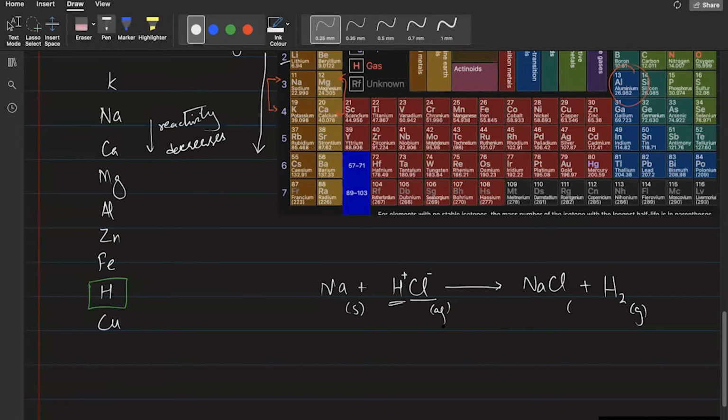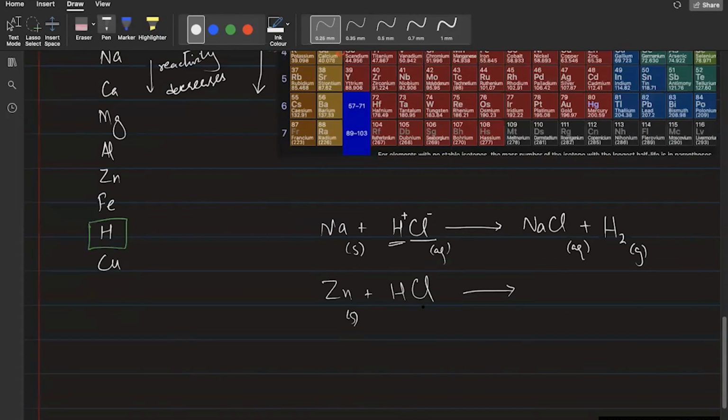So basically what happens is that sodium, because it's more reactive, can displace hydrogen ion, and that is why the reaction occurs. Now, if I had something that was not as reactive as sodium, but still more reactive than hydrogen, and put it there, the same thing will follow. Zinc can still replace hydrogen, but not as rapidly as sodium can. So zinc simply comes in there, displaces this hydrogen, and you have zinc chloride.